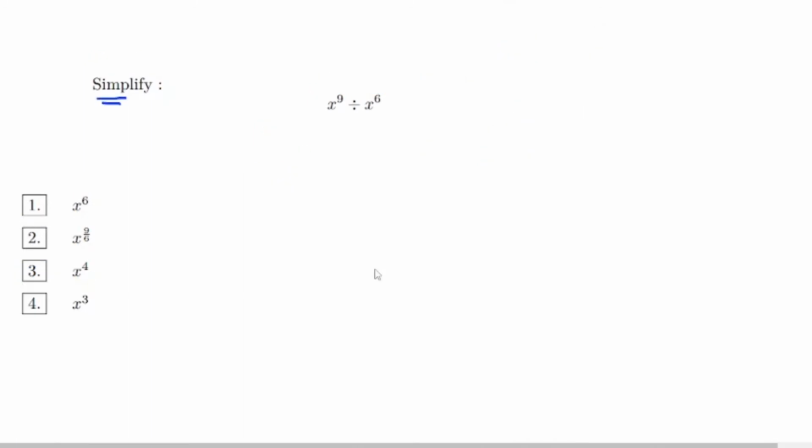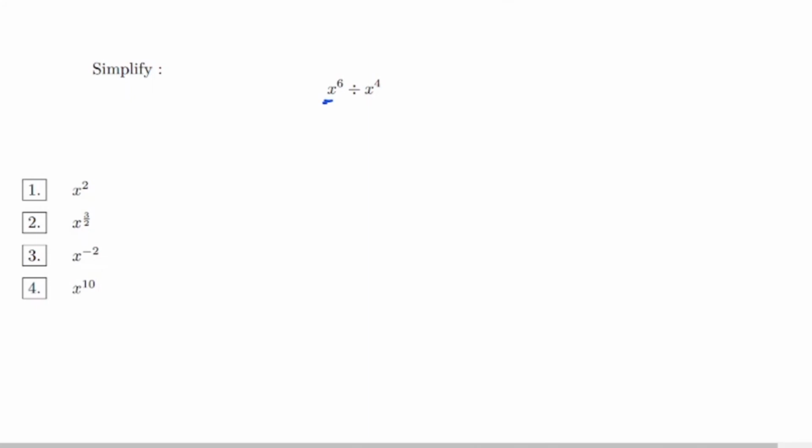Well, next question is simplify x to the power 9 divided by x to the power 6. Well, again, you could expand this and divide it by that, or you could just take advantage of the fact that if you're dividing two powers of the same base, you put the base down here, and then you subtract the exponents. And x to the power 9 minus 6 is 3. So this is x to the power 3. So this is the correct answer.